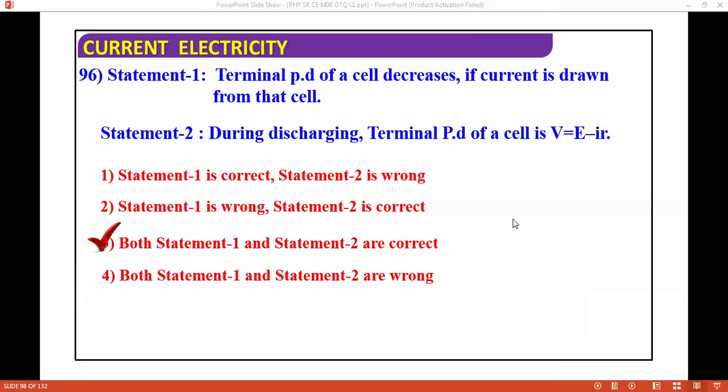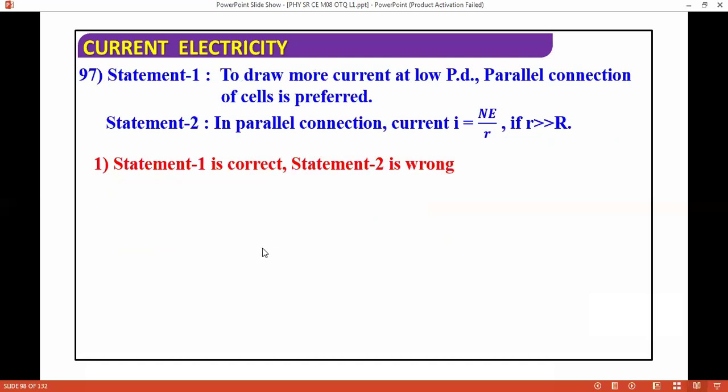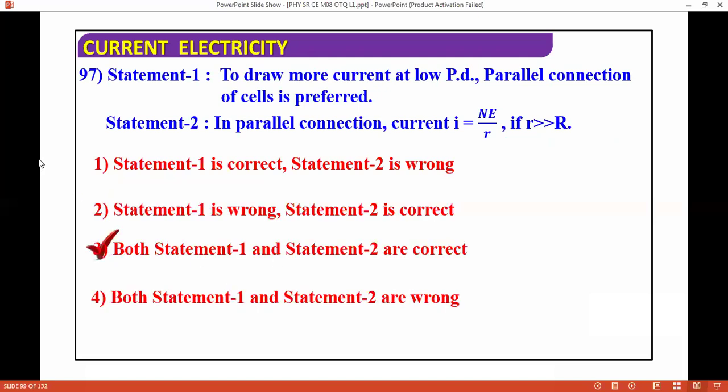The next question is: to draw more current at low potential difference, a parallel connection of cells is preferred. See, in parallel combination, the current is nE by R, so in parallel connection we draw more current.